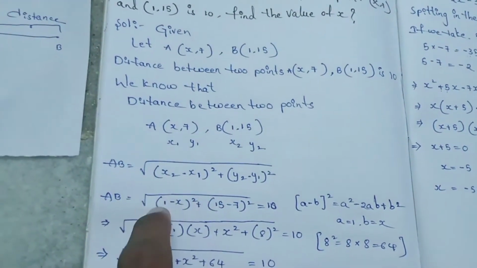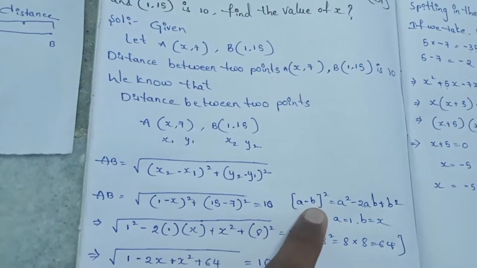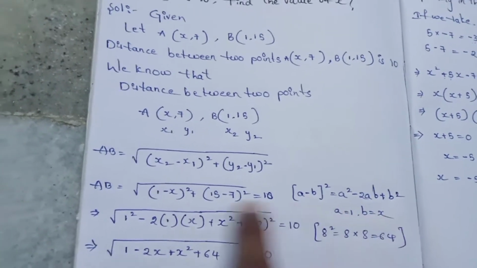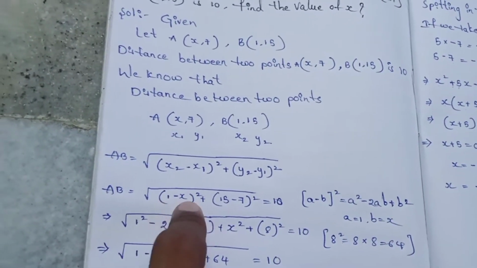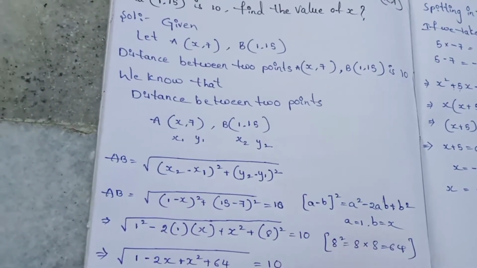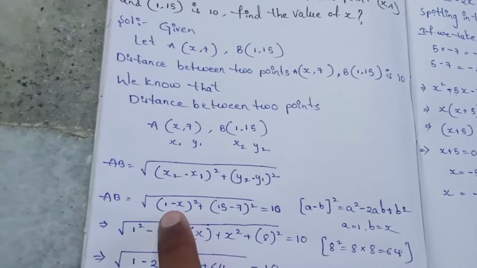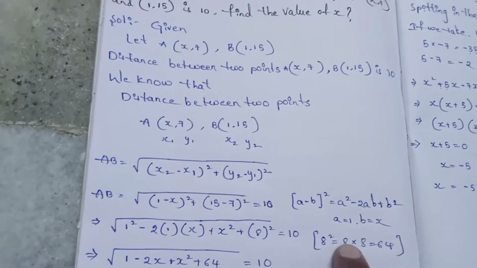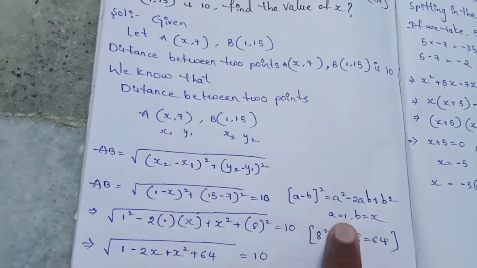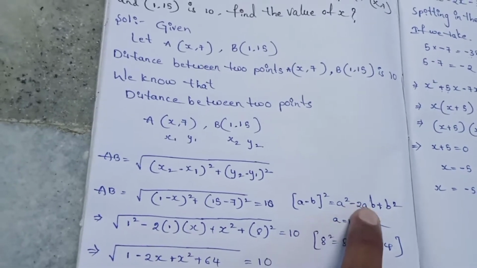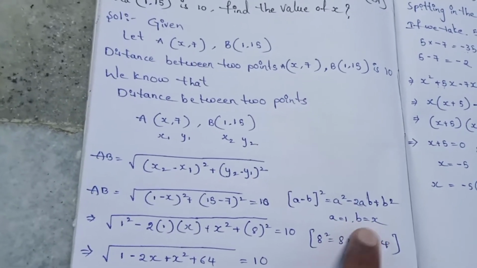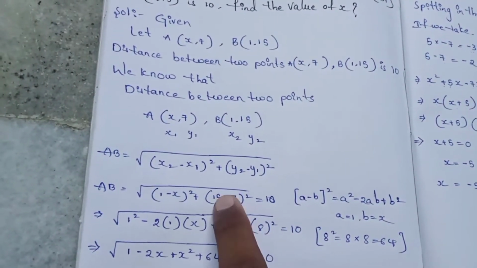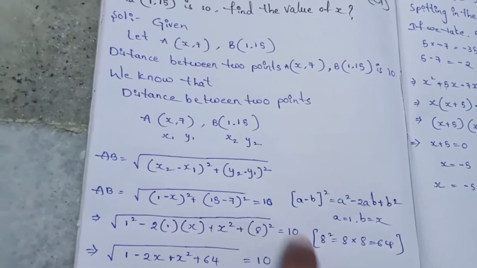Now observe this. This is in the form of a minus b whole square. a minus b whole square is nothing but a square minus 2ab plus b square. What are a and b here? Here it is a and here it is b. a is 1 and b is x, because minus is already included in a minus b. So a equals 1 and b equals x. Now a square is 1 square, minus 2ab is 2 into 1 into x, plus b square is x square, plus 15 minus 7 is 8 square, is equal to 10.